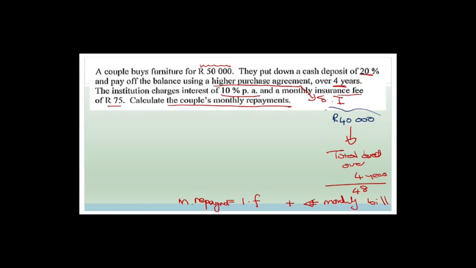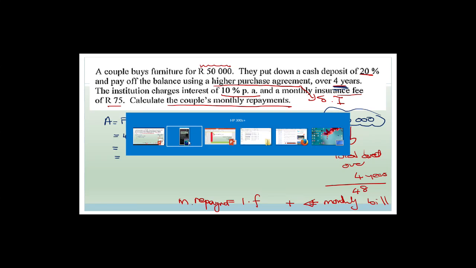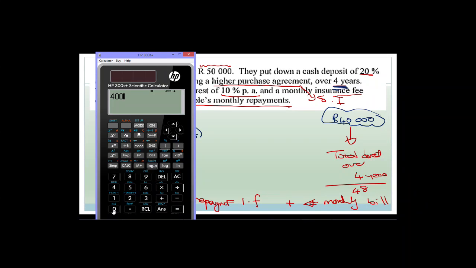But now we need to know how much we're going to owe or pay back over the 4 years with our interest rate. Okay, so now we've got A is equal to P. It's hire purchase, so it's 1 plus in, right? We've got 10% per annum. The original is 40,000, the P. We've got 10%, so it's 1 plus 0.1 multiplied by 4 years, because it's 10% per annum. So it's 40,000 multiplied by 1.4. Okay, so let's do that. So it's 40,000 multiplied by 1.4 equals 56,000.